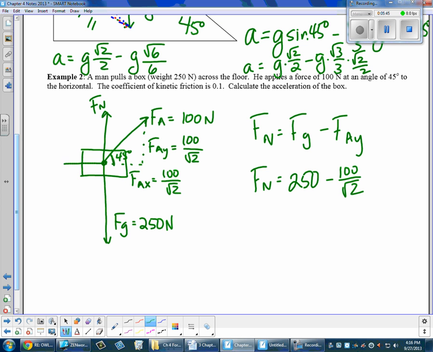Finally, got friction. Oops, and I drew it too long. I want to draw it shorter than FAX. Otherwise, the block won't be accelerating. The force of friction is equal to the coefficient of friction times the normal force. Coefficient of friction is 0.1, and the normal force we just determined is 250 minus 100 over the square root of 2.